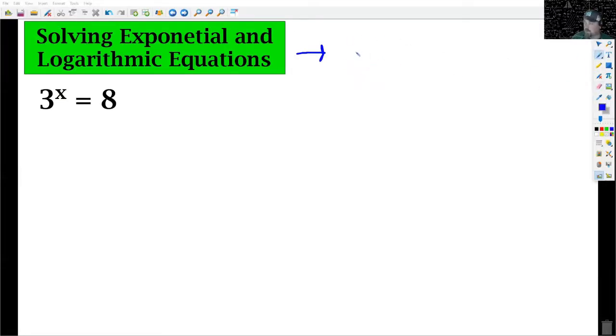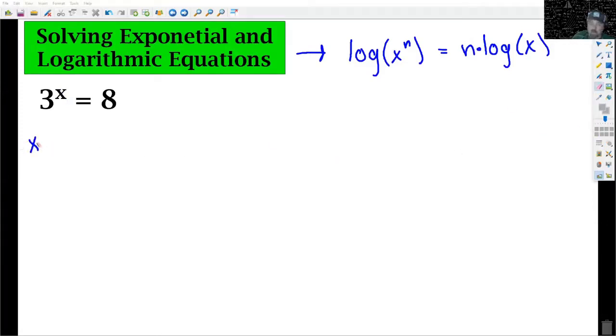We learned a property that said if I had log of something to a power, I could rewrite that side and turn that power into multiplication in front. We just practiced with that. We want to solve for this x, and this x is a power. So we're going to put log on that side.